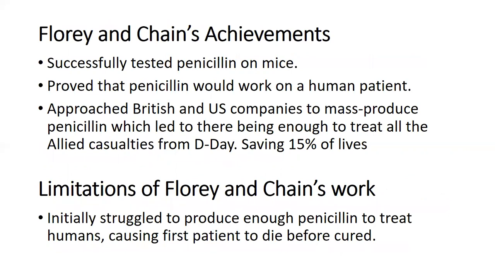Florey and Chain, they tested penicillin on mice. They diluted penicillin to make it safer for animal consumption. Florey and Chain proved that penicillin would work on a human patient. And Florey and Chain also approached British and US companies to mass produce penicillin, which led to there being enough to treat all Allied casualties from D-Day, saving 15% of lives.